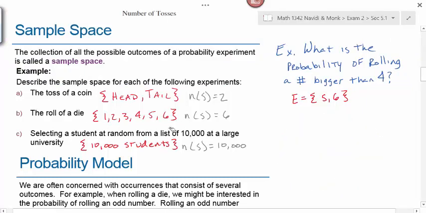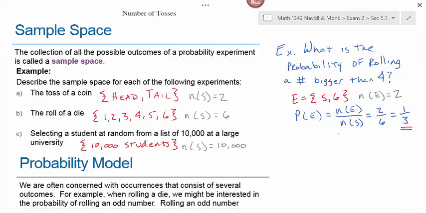It's right here on B. How many elements are in our event? Not the sample space. 2. There's just 2 numbers there. And using the formula that I gave you for a theoretical probability, we would say the probability of the event is the number of elements in the event divided by the number of elements in the sample space. So this would be 2 over 6, which reduces to 1/3. So if you're rolling a die and you want to know what's the probability of rolling a number bigger than 4, it would be 1/3.